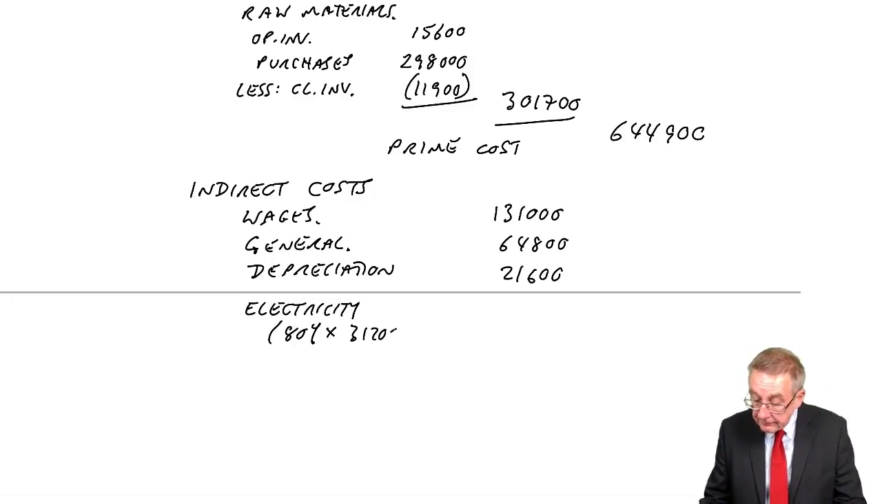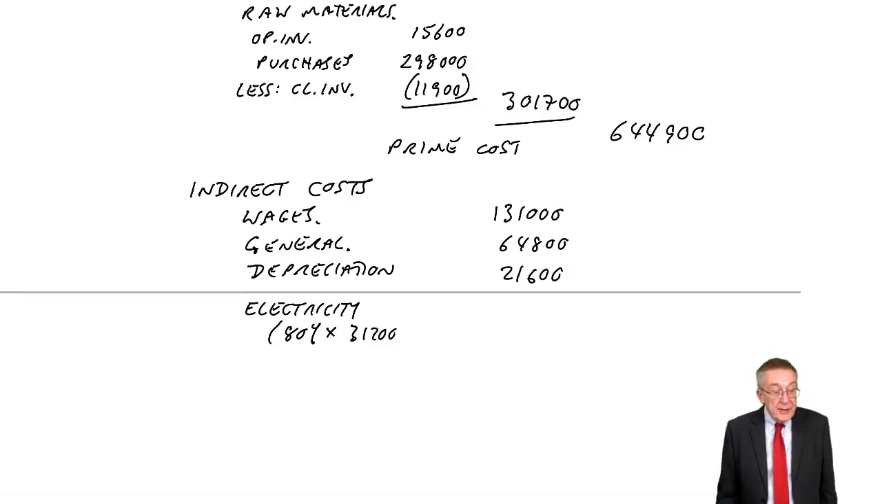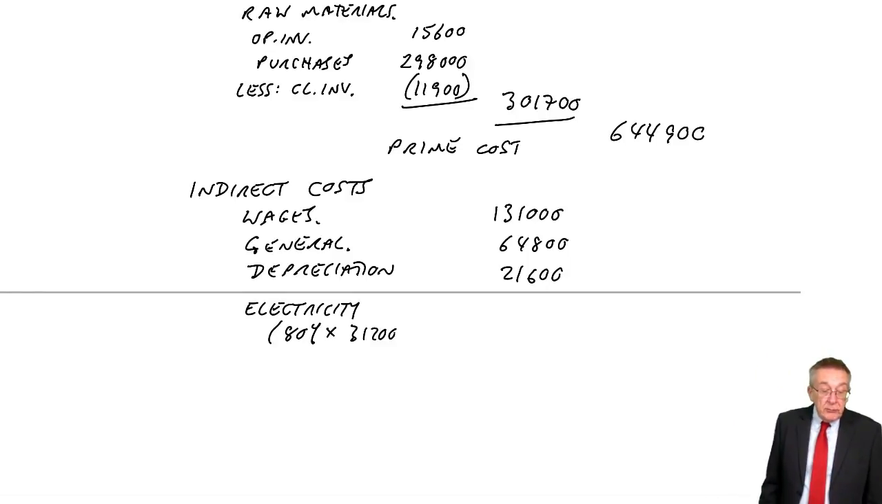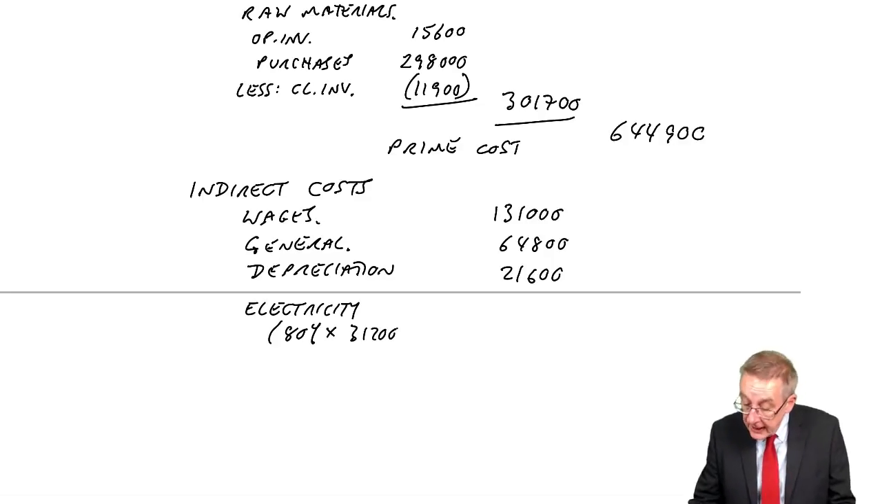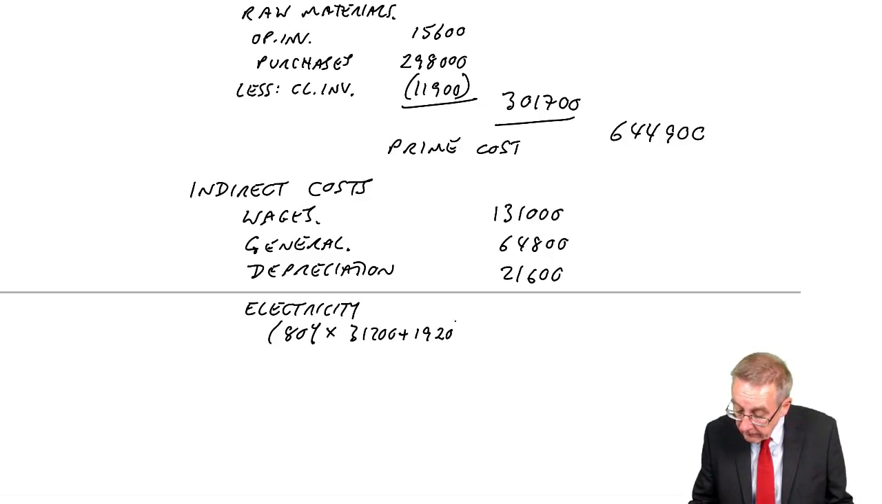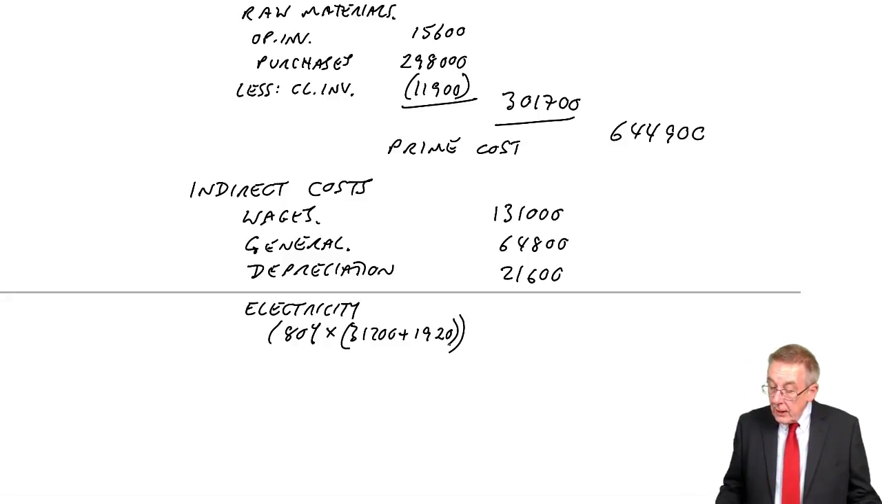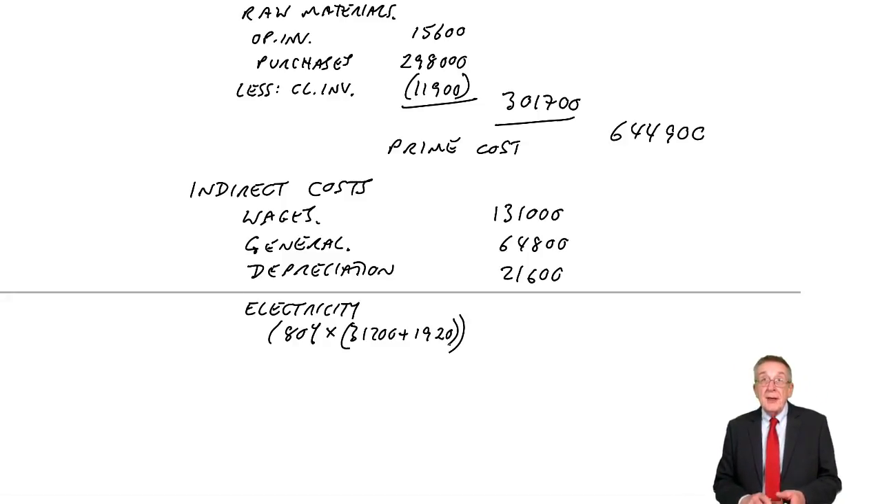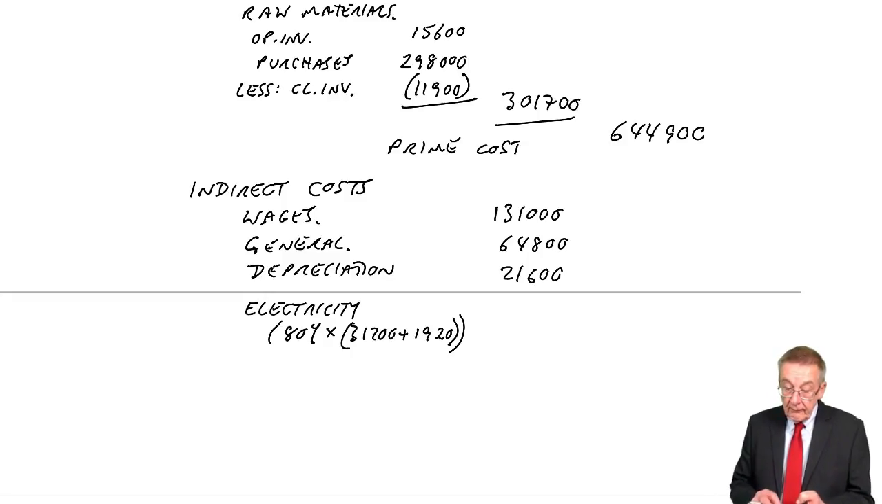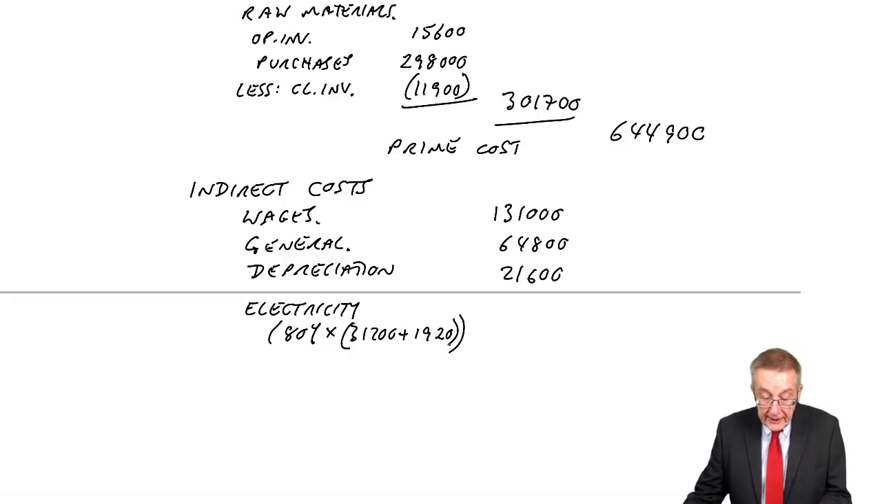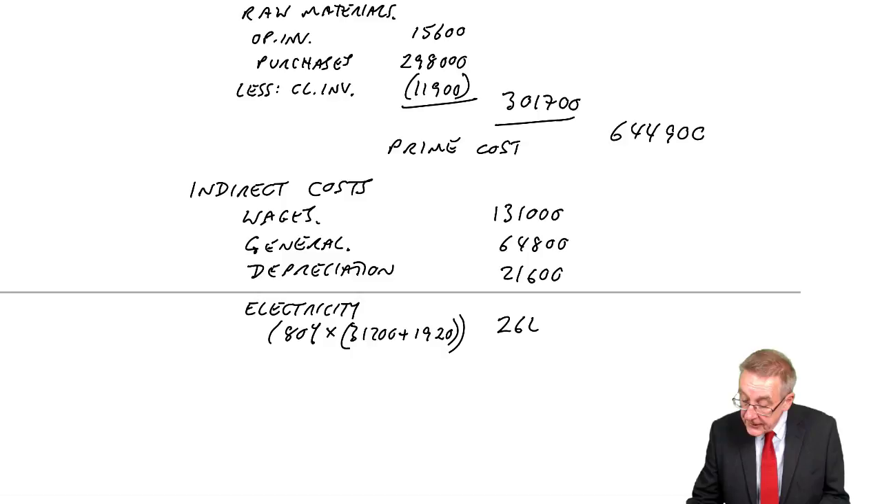31,200. But there's another problem. Note 3 said there was a bill remaining unpaid. We need an accrual for electricity of 1920. So the total electricity bill is the two added together, 80% of which relates to the factory. So 31,200 plus 1920 times 80%, 26,496.